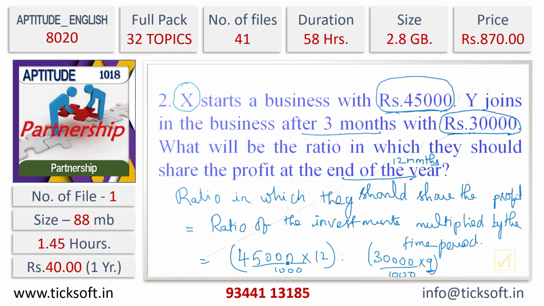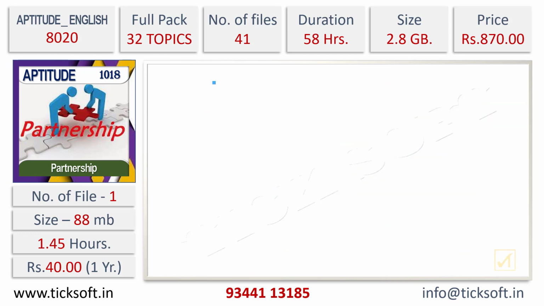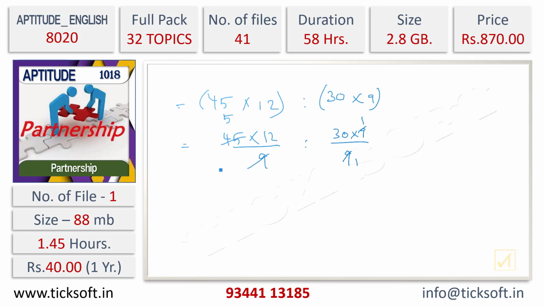Here if we divide this 45,000 by 1000, we get 45 into 12. Again if we cancel these two values, then we get 30 into 9. So we get 45 into 12 is to 30 into 9. Again if we have any common factor for the two terms, then we can cancel it. So now what we are going to do is, we are going to divide this by 9. So here we have to divide this by 9. Again this 30 into 9 by 9. So here if we cancel these two values, we get 1. If we cancel these two values, we get 5. So we have 5 into 12 is to 30.